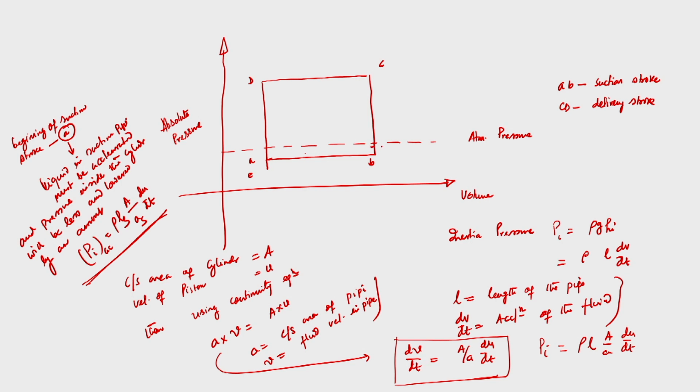I am calling this point F. If I plot it, this will be the new diagram. Let us say this is crossing at point M. So now the actual indicator diagram will be E M F.